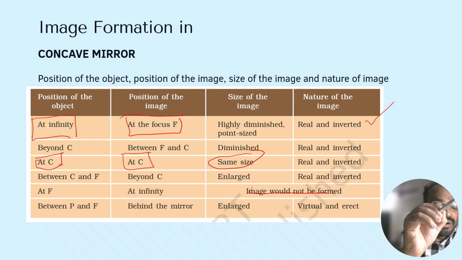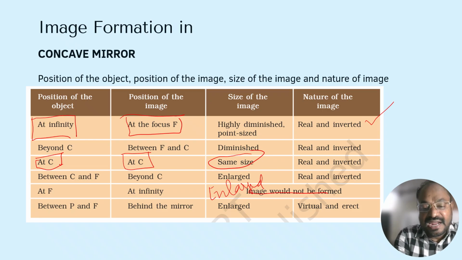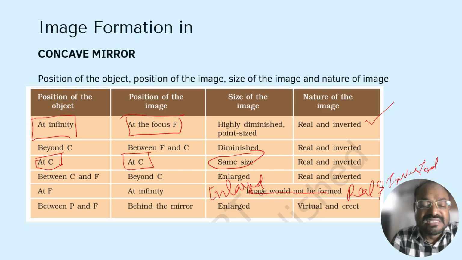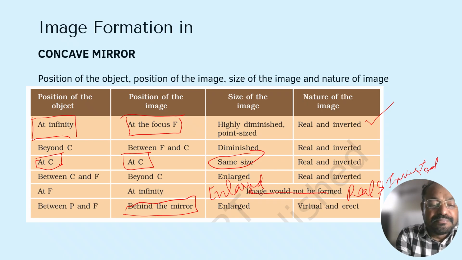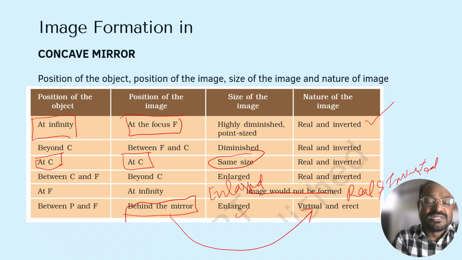Now, if the object is positioned at F, the image will be obtained at infinity. It is going to be enlarged, big in size, real and inverted. Whereas in the old book, it is given that the image would not be formed. But in the new book, it is enlarged, real and inverted. Between P and F, the image is going to be behind the mirror. Since it is behind the mirror, the image is virtual and erect, and it is enlarged.